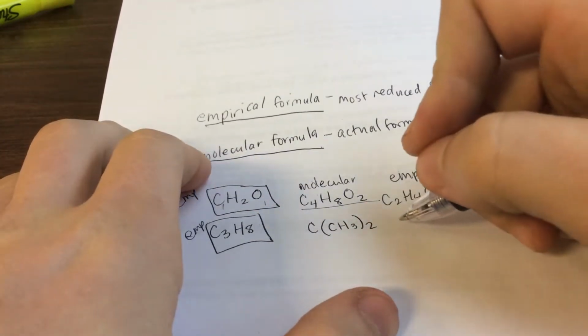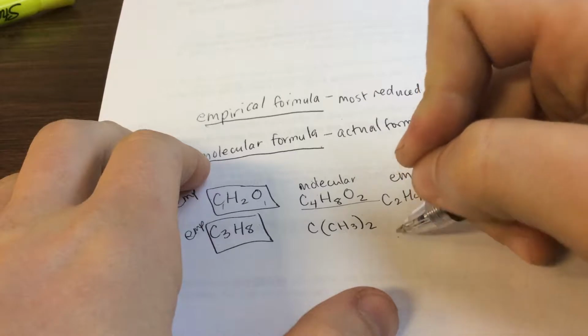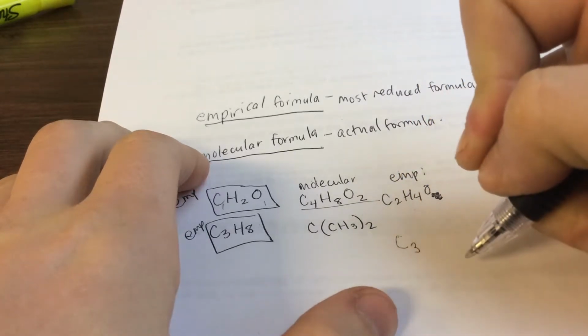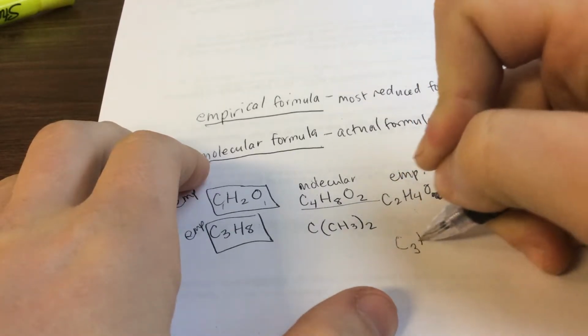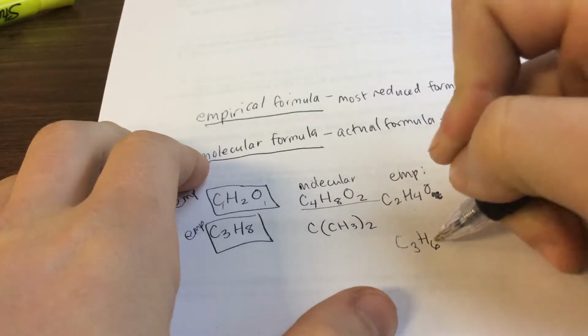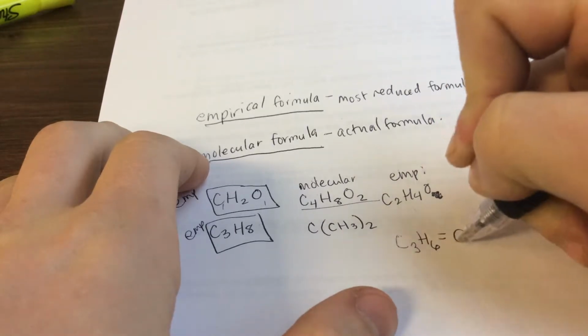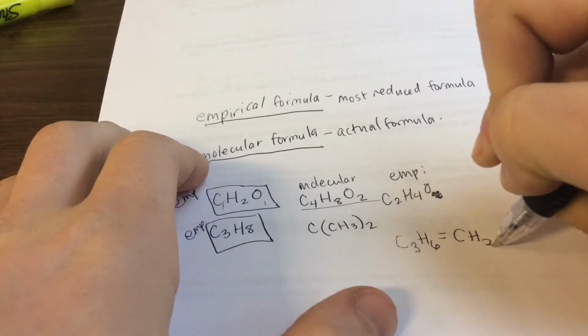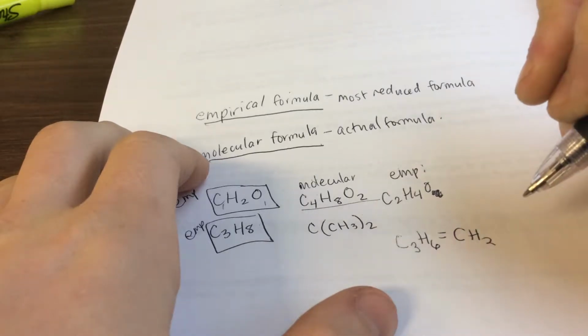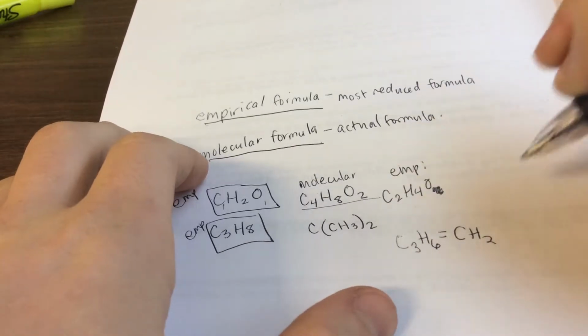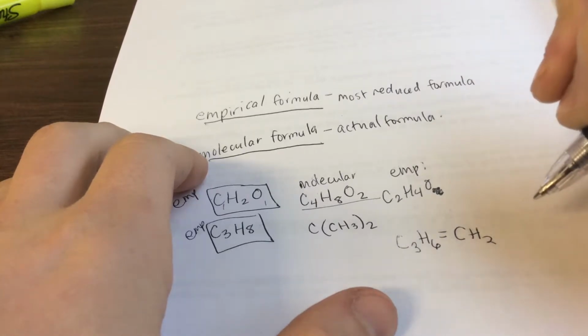So then if you look at this bottom equation, C3H6, that's telling me that I have 3 carbons and 6 hydrogens. So that is not an empirical formula. If we want to reduce that down to an empirical formula, we can say CH2 because they're both divisible by 3. So that there is the actual empirical formula.